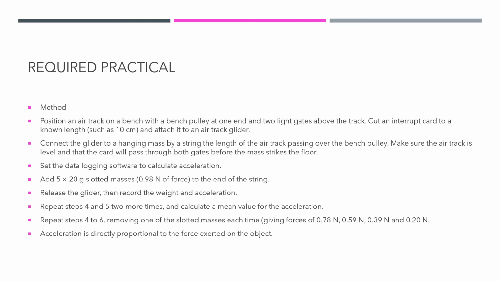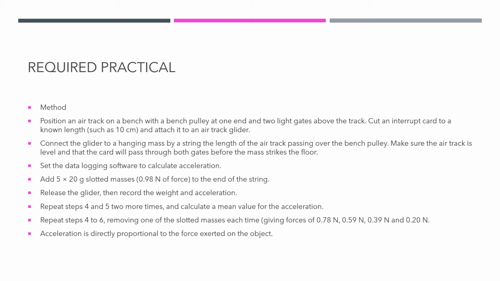Required practical. So the method of the required practical. Usually the equipment needed is a light gate, an accelerating force, a card, and a timer. You can find different versions of it, but this is one version. Position an air track on a bench with a bench pulley at one end and two light gates above the track. Cut an interrupt card to a length and attach it to an air track glider.